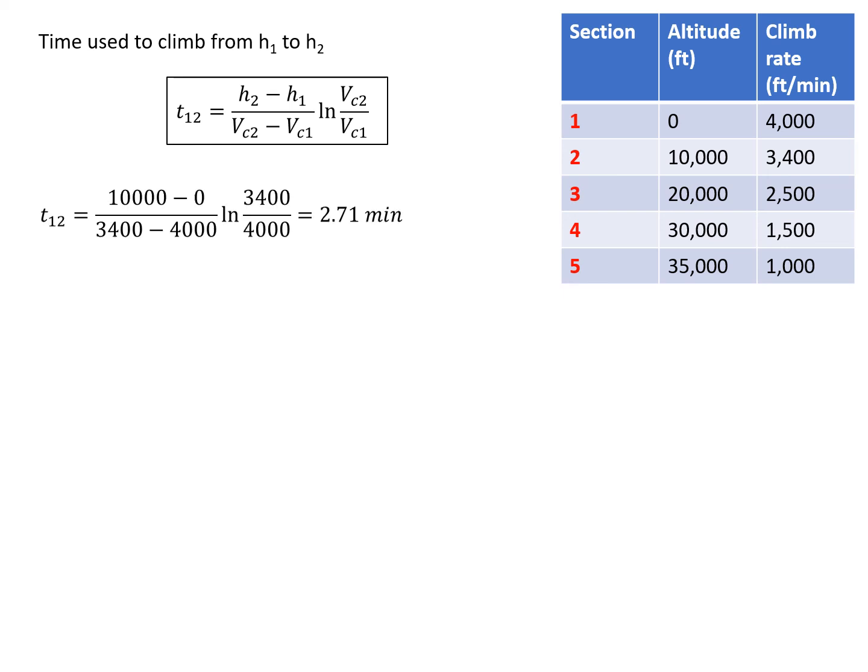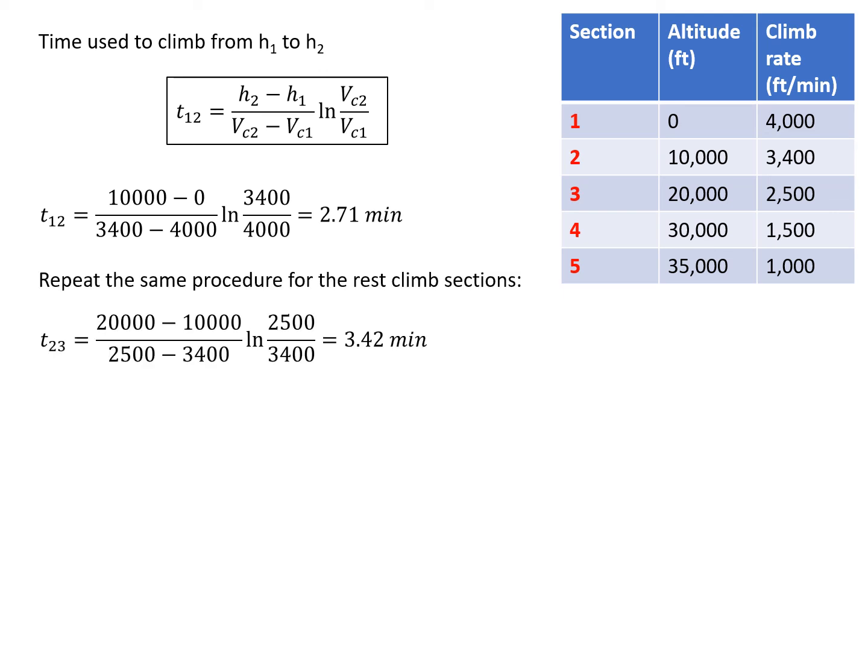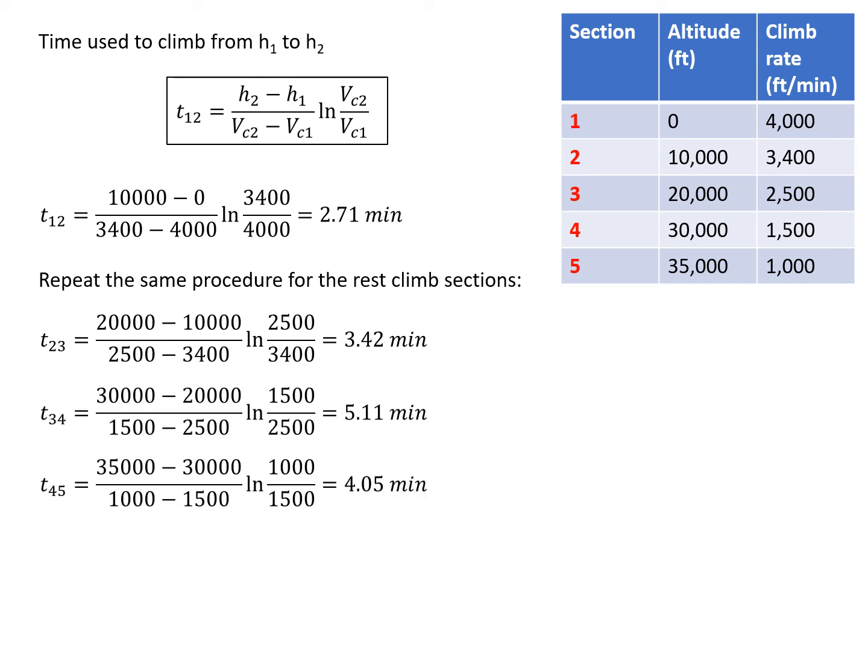And we just plug in the numbers and we can get 2.71 minutes. And then we just repeat the same procedure for the remaining climb sections. So T2,3 is 3.42 minutes, T3,4 is 5.11 minutes, and T4,5 is 4.05 minutes.